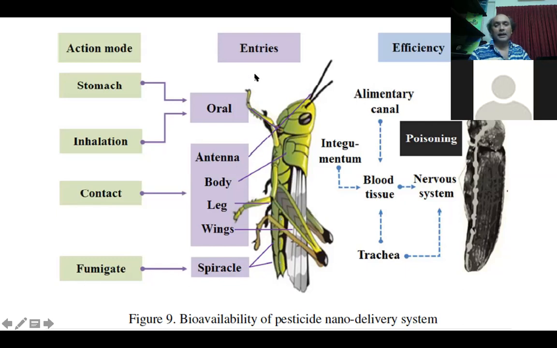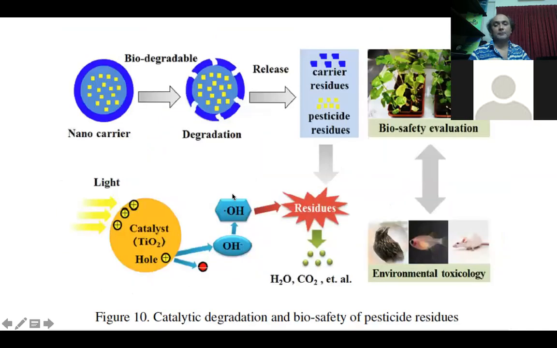So the entry is through different, specific target points of the insect. The alimentary canal, integument, blood tissue, nervous system, trachea: in all those cases, it very efficiently affects the physiology of the insect and kills it. So the bioavailability of the nano pesticide and nano delivery system is higher.